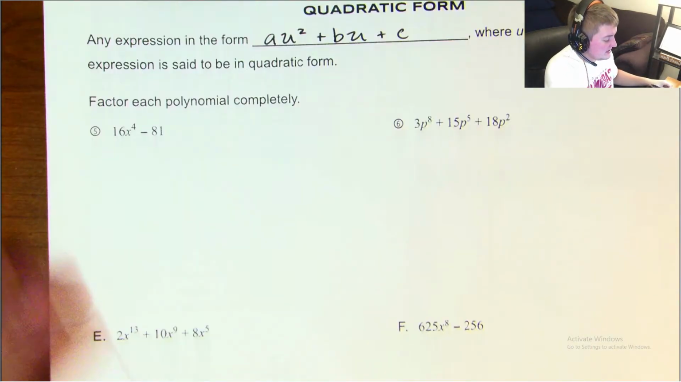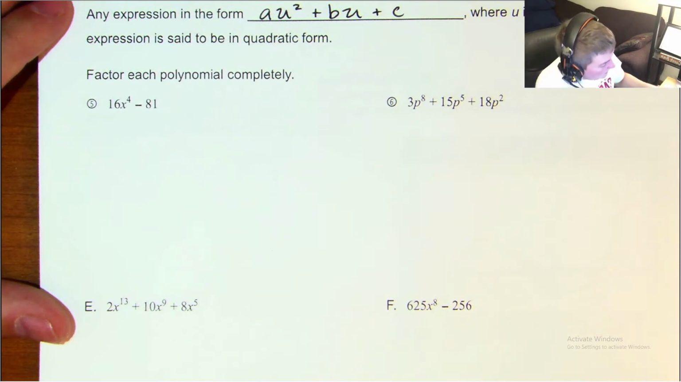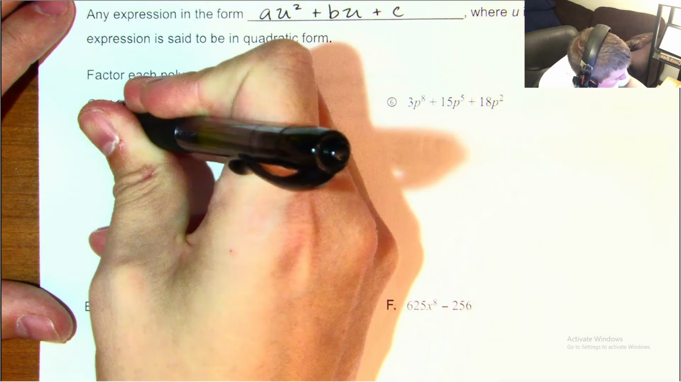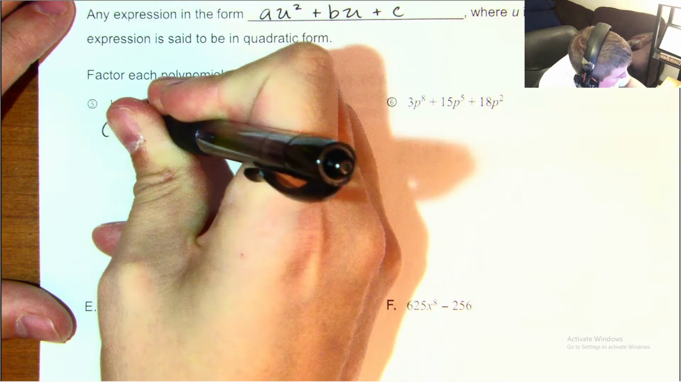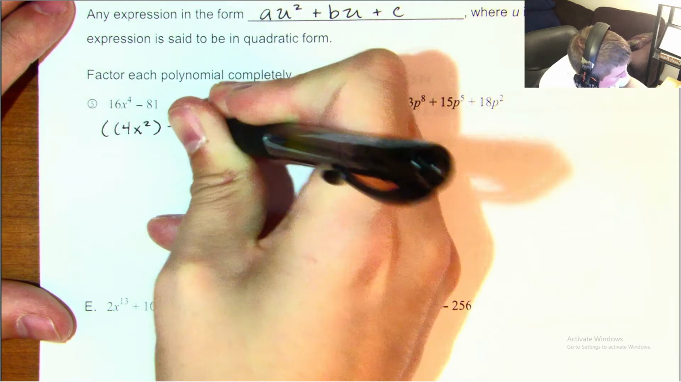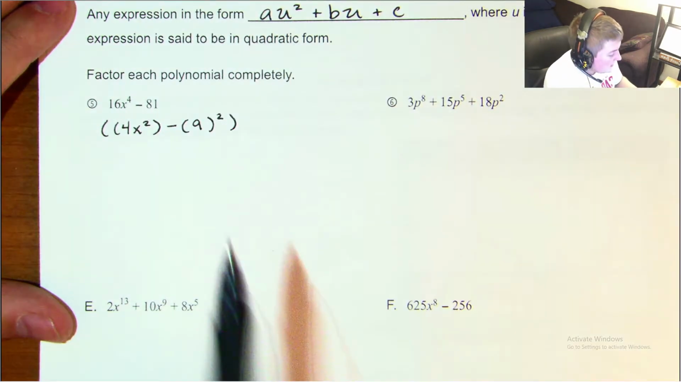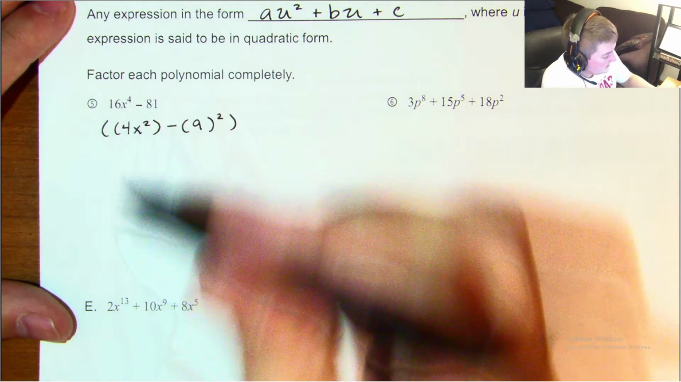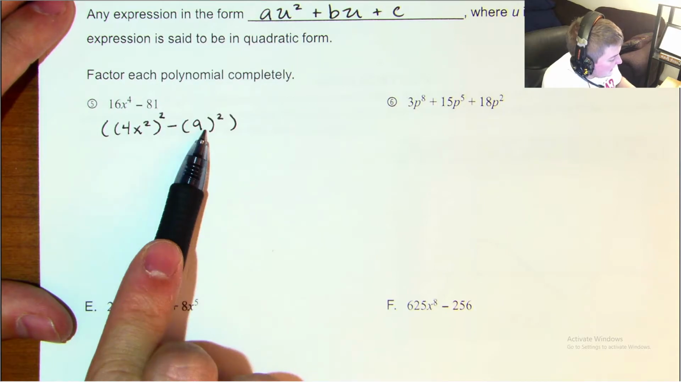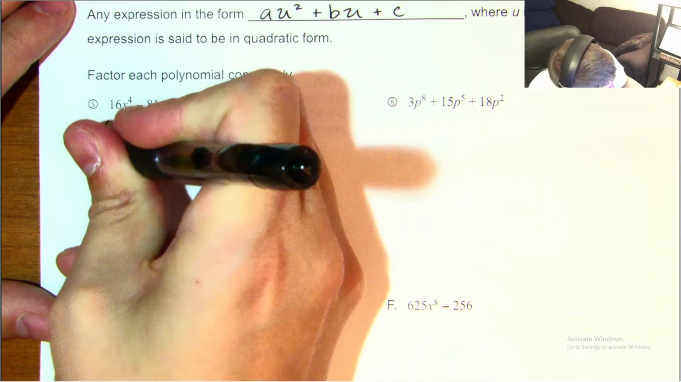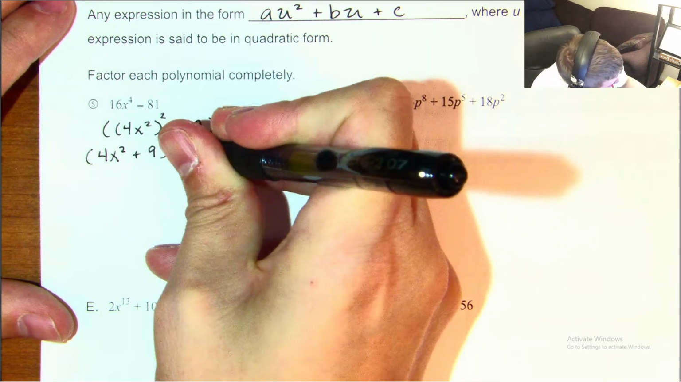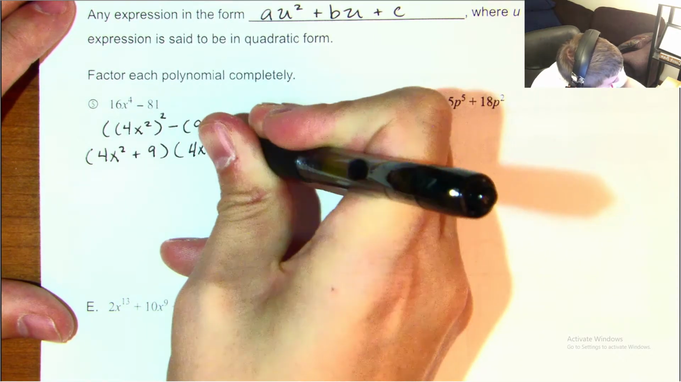Okay, so this is a difference of squares. So we can go ahead and start factoring this. The root of 16x to the fourth is 4x squared. And then we can subtract 81. Well, 81's root is 9. So 16x to the fourth's root is 4x squared, and 81's root is 9. So this can be factored into 4x squared plus 9 times 4x squared minus 9.